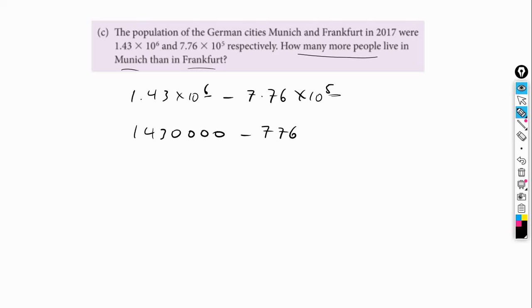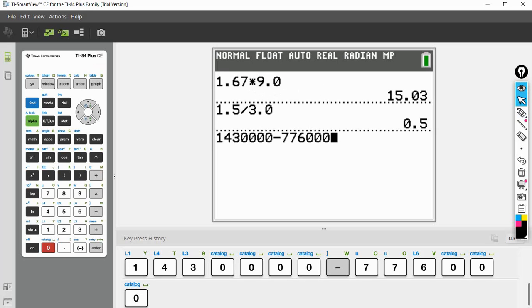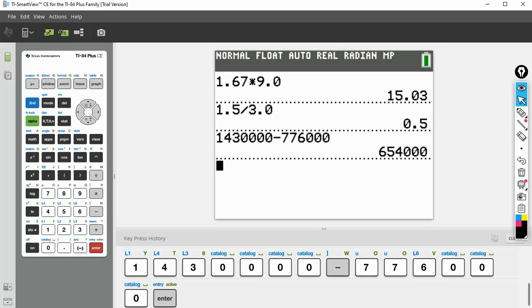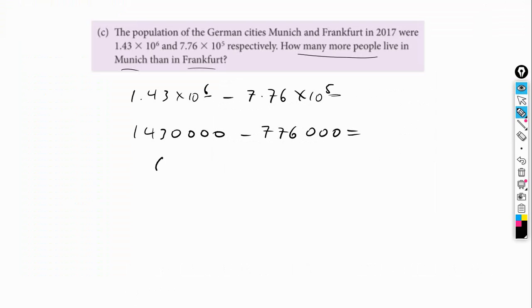And then 7.76, this could be written as 776, so that's 1, 2, and we need 3 more. 1, 2, 3. Notice that we have now 5, right? After 7, 1, 2, 3, 4, 5. So 776,000. So in the calculator, we write 1,430,000 minus 776,000, and that equals 654,000. But we need to write this in scientific notation again. So this is going to be 6.54 times 10 to the power of 5.